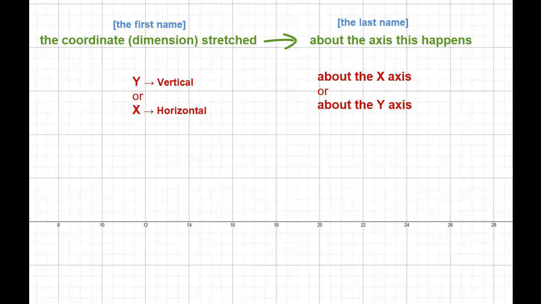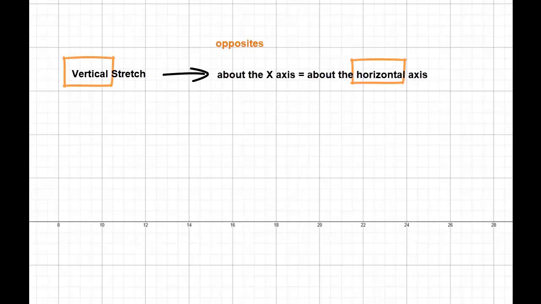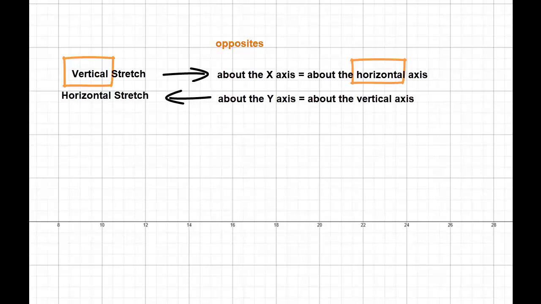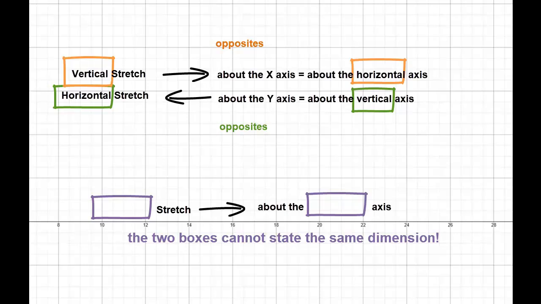In other words, the first name states a stretch in a certain dimension and has a last name using the about the opposite dimension's axis. For example, if a transformation is mentioned to be a vertical stretch, you must conclude it is about the horizontal axis. However, if the stretch is said to be about the vertical axis, then the transformation is always concluded to be a horizontal stretch. For this reason, no vertical stretch can be about the vertical y-axis, and no horizontal stretch can be about the horizontal x-axis. Noticing that the first name and the last name of the transformation are always opposite of each other will help you keep things tidy.